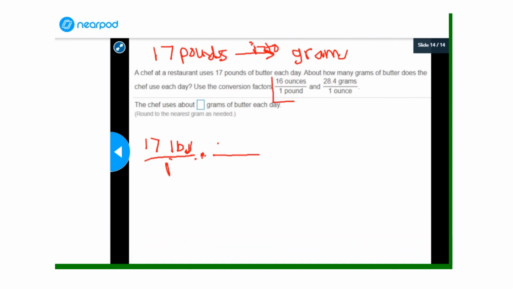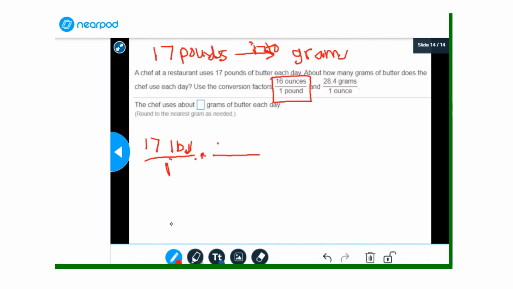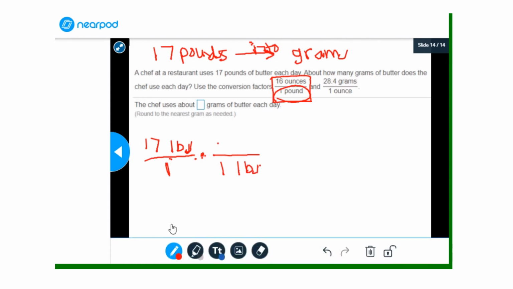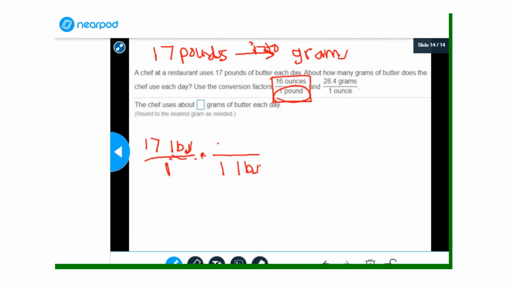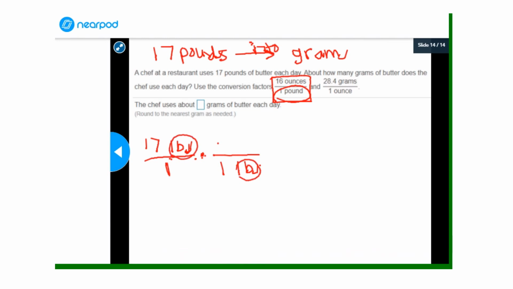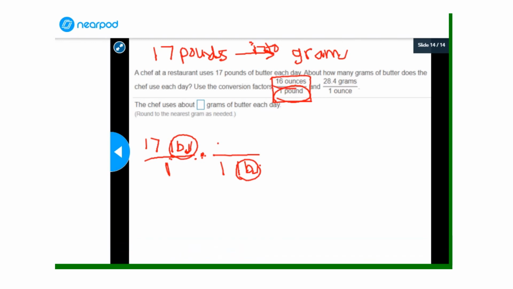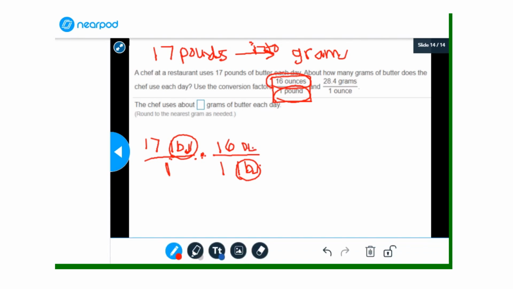I want pounds to cancel out, so I need pounds in the denominator. I'm going to use this conversion factor first. So this part is going to go in my denominator, 1 pound. The reason I want 1 pound in the denominator is because I have pounds in the numerator here and pounds in the denominator, and anything divided by itself equals 1. So if I put that part of the rate in my denominator, I need to put this part of the rate in my numerator, because for every 1 pound there are 16 ounces. Now this is how you convert from pounds into ounces.